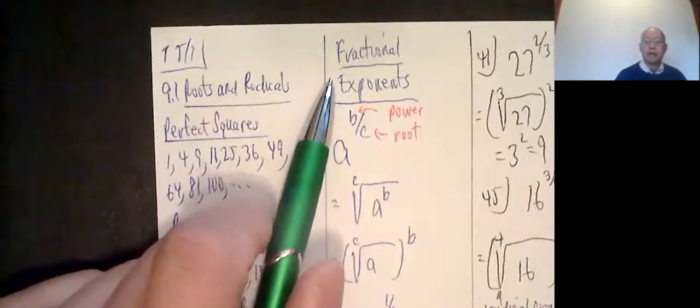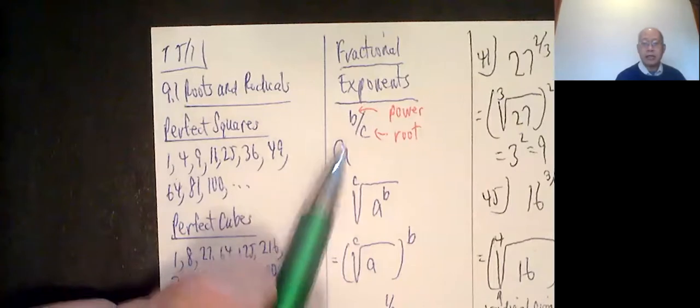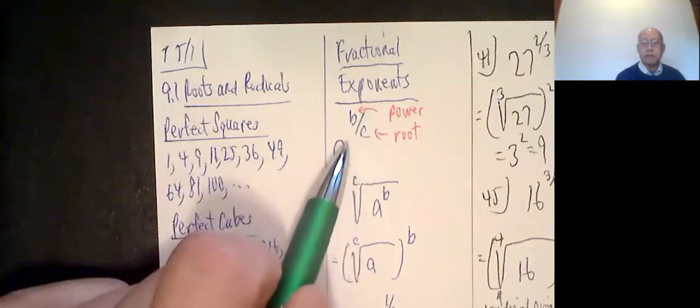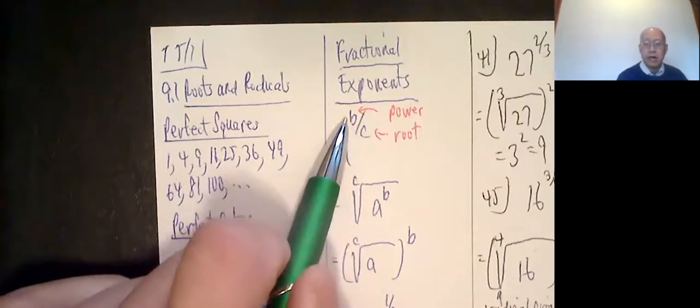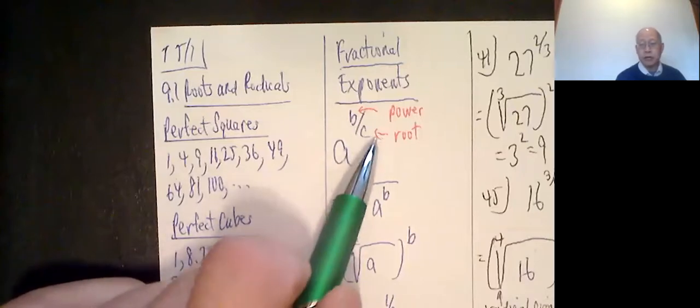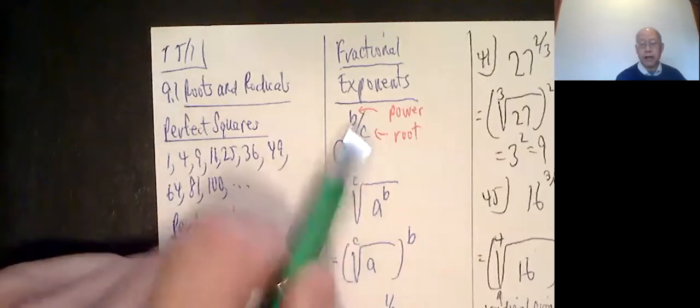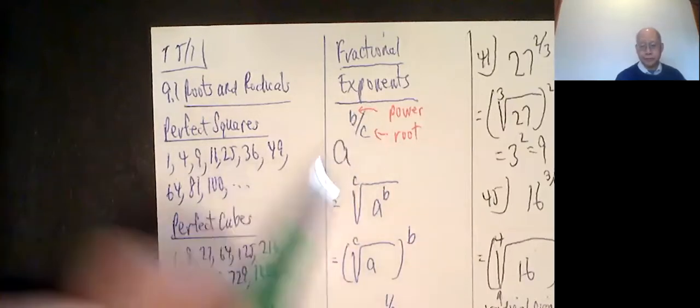Now we have some fractional exponents. How do we deal with fractional exponents? A to the b over c. You have a fraction. The number on top is a power. The number on the bottom is a root. A memory trick: think of the root of a plant. The root of a tree is further down, so the root is down, and the power is up.